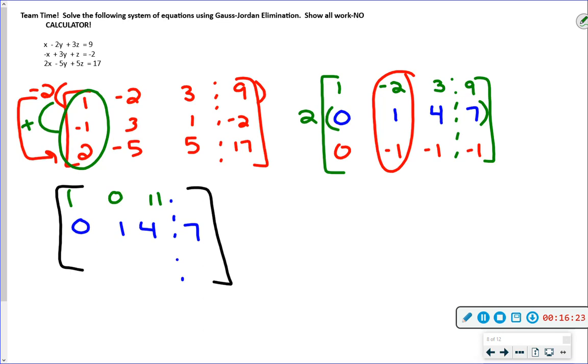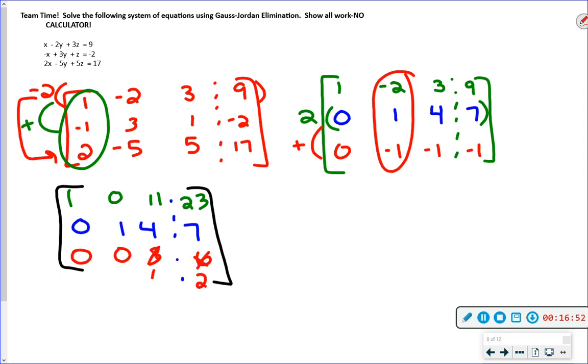Good. And let's do the red negative 1. Now again, we're using the blue row. Super easy. I can just straight add these together. 0 plus 0. 1 plus negative 1. 4 plus negative 1. 7 plus negative 1. And right now, you know that z is 2, because we can divide this by 3.